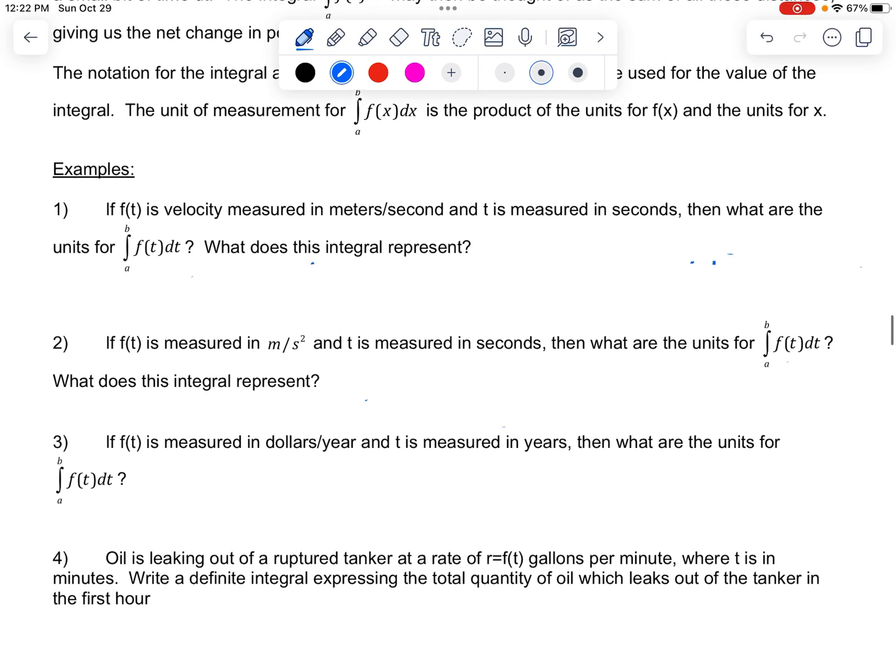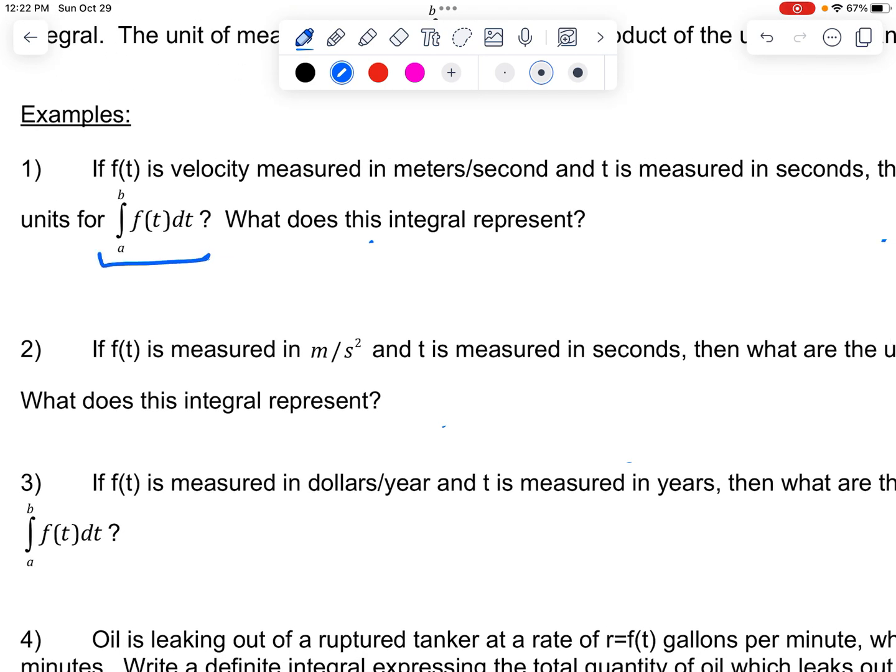Let's say I give you a definite integral, and I tell you that f of t represents the velocity, and the units on f of t are meters per second. dt is the very small change in the time interval, so that would be seconds. So you're multiplying meters per second times seconds. Notice that the seconds drop out and you're left with meters.